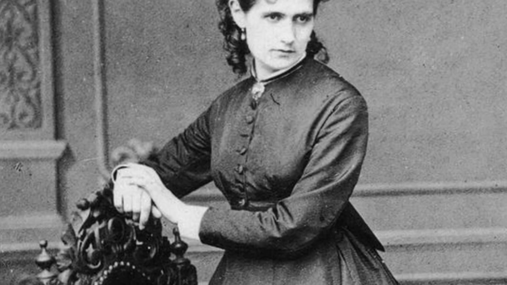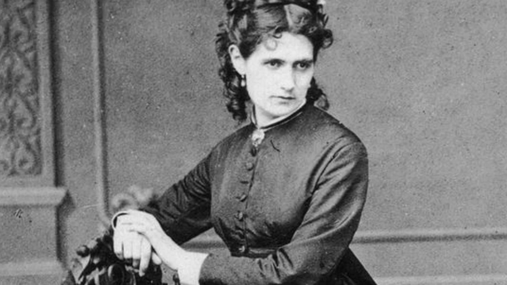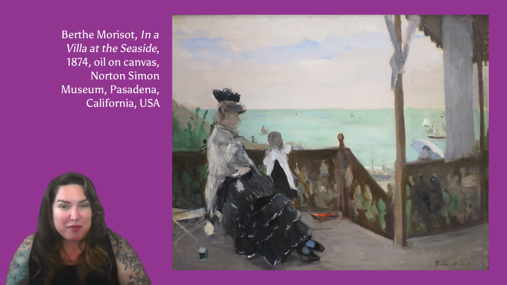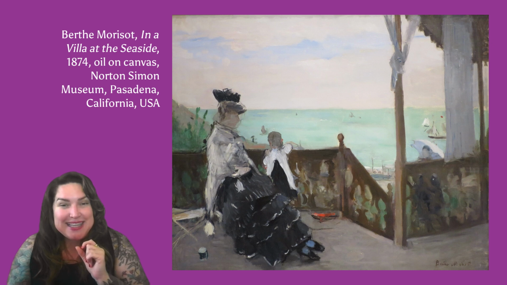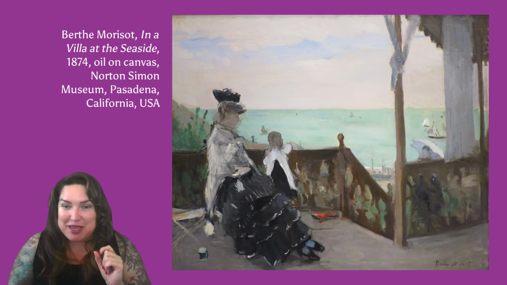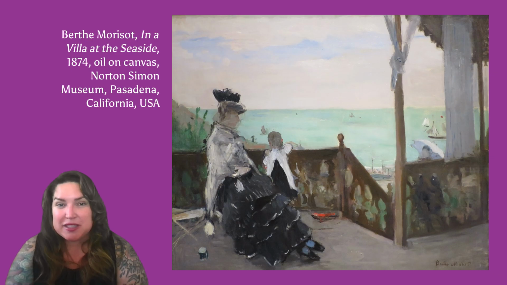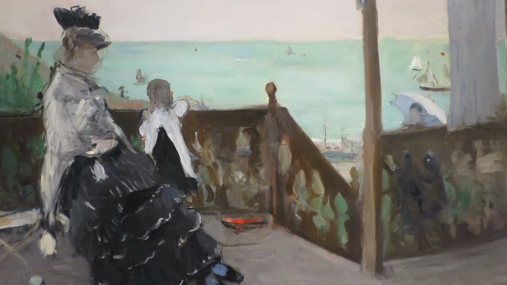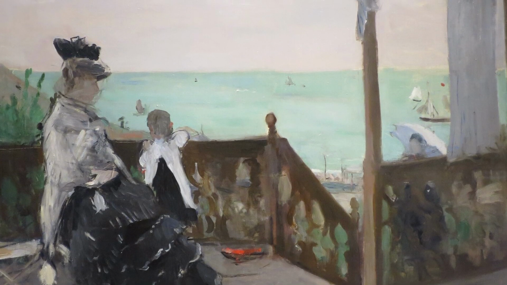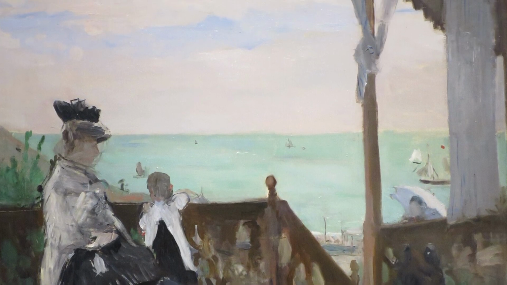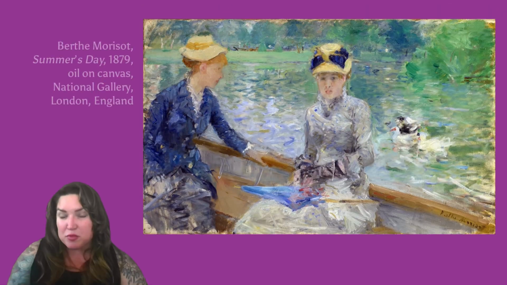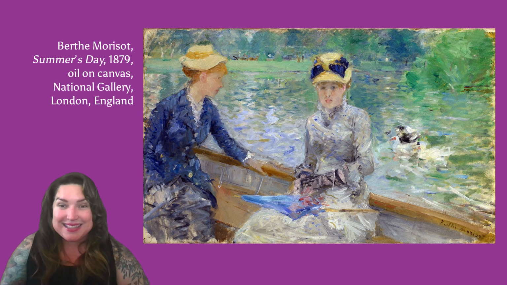You've been hearing a lot of names of men artists, but there were women artists who were associated with Impressionism, and one of the greats is Berthe Morisot. Here we're looking at Villa at the Seaside from 1874, and if you are local to the Los Angeles area, you can see this painting at the Norton Simon Museum in Pasadena. Here, Berthe Morisot is depicting her sister and her niece out at the seaside. They're at a villa outside of Paris and they're relaxing. It's bourgeois leisure.